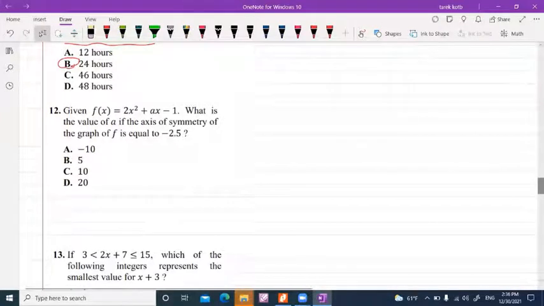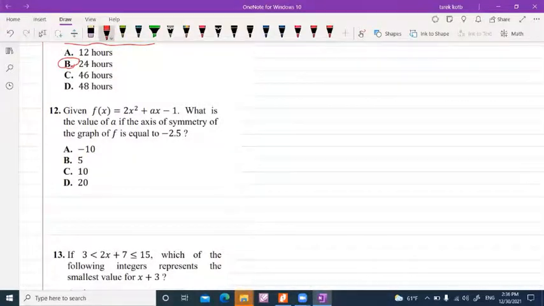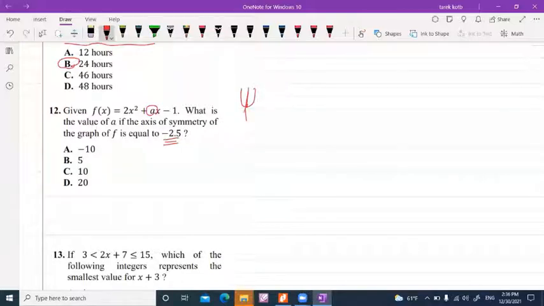Number 12, given f(x) equals x squared plus ax minus 1. This is a quadratic equation, but I missed the a. What's the value of a if the axis of symmetry of the graph of f is equal to negative 2.5? Axis of symmetry means if you have a parabola like this, this is the vertex, and this is the axis of symmetry. It is always the first component of the vertex.